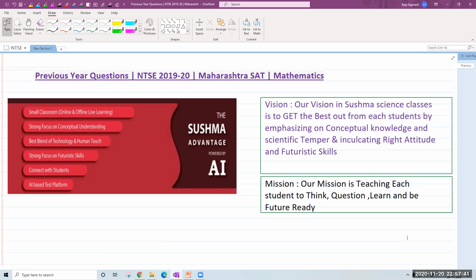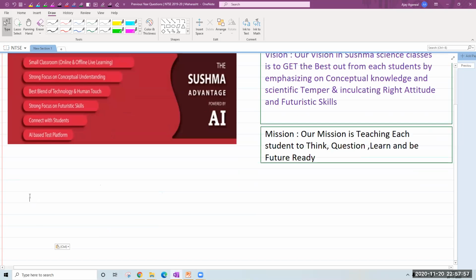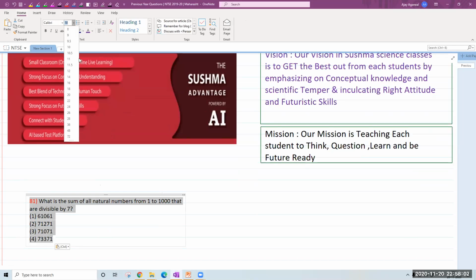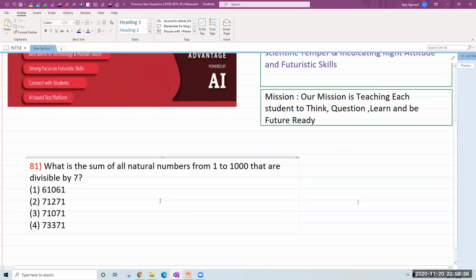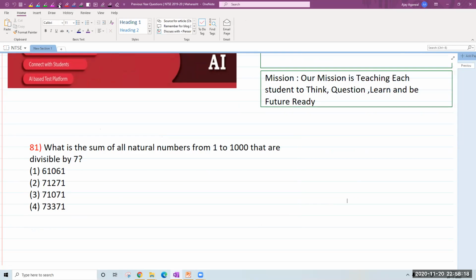Okay, so today we will discuss this NTSC 2019-20 SAT paper, and we will discuss all 20 questions in this paper. So let's start with question number 1. What is the sum of all natural numbers from 1 to 1000 that are divisible by 7? Four options are given. So let's solve question number 1.